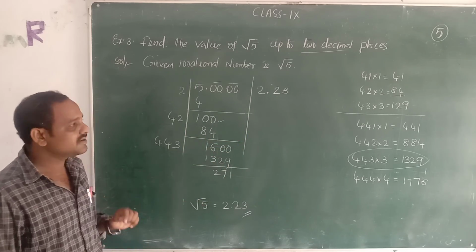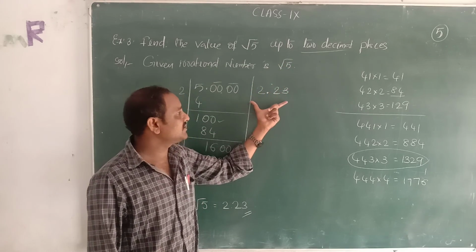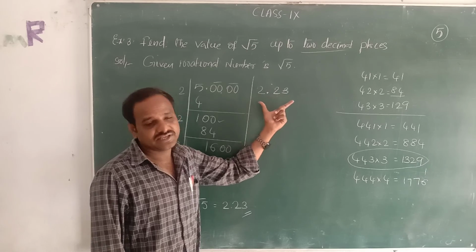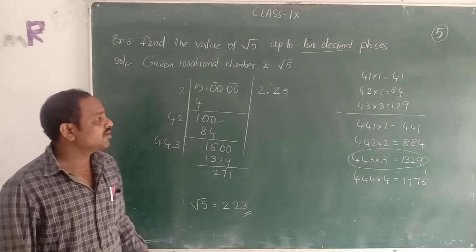I stopped here because he asked us to find up to 2 decimal places. So we got the value of root 5 up to 2 decimals as how much? 2.23. Did you understand? Okay.